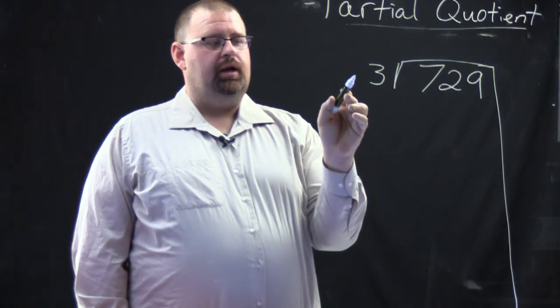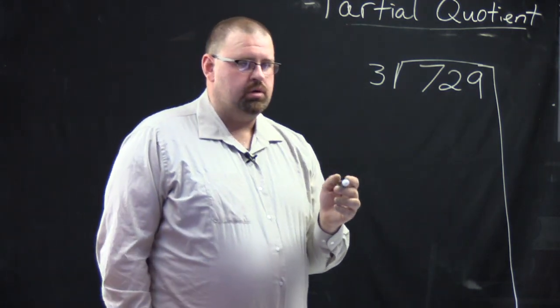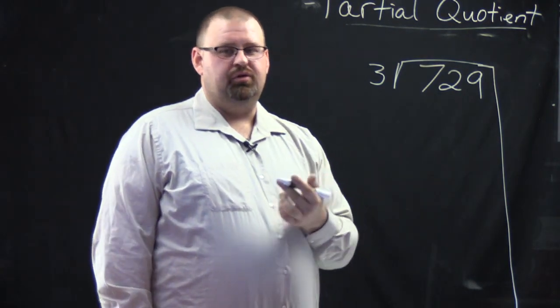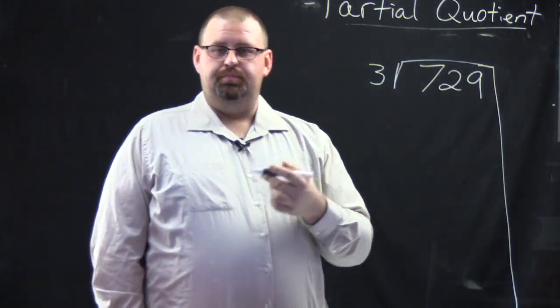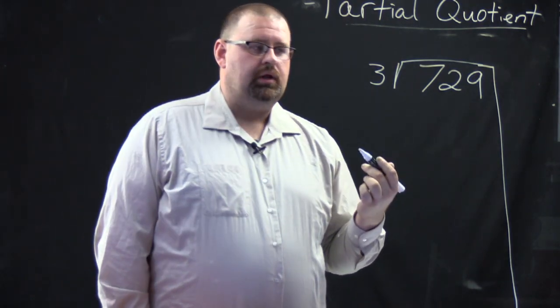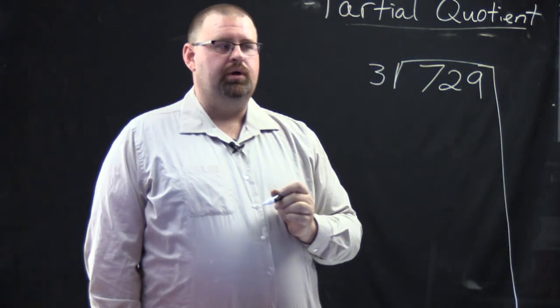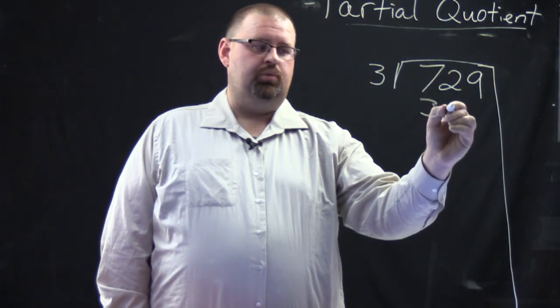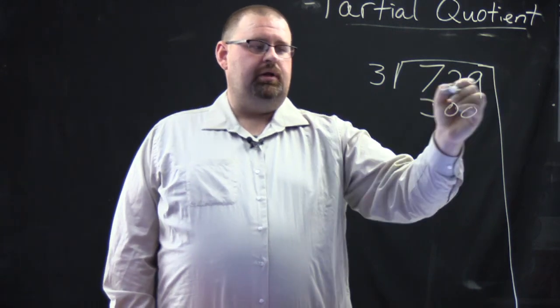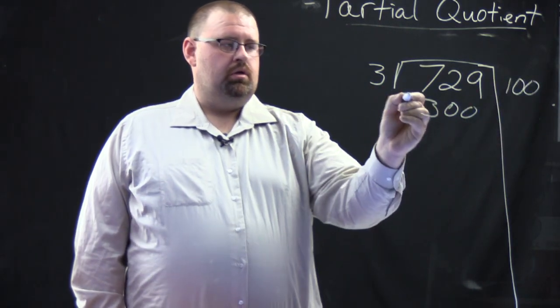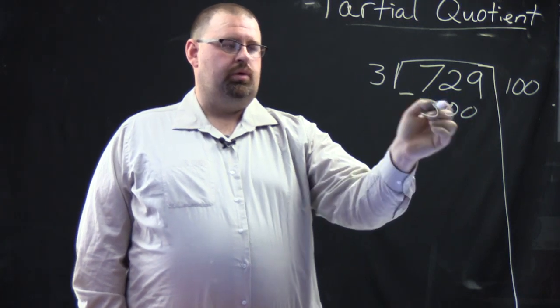All right, so we're looking at how many times 3, not how many times 3 goes into 7, but how many times can we get 3 into 729? That's a big number. I don't know that offhand myself, so we need to look at how many we know will fit. Well, we know 300 will fit. We know that 300 can go into 729 pretty quickly. So how many times does 3 go into 300? Well, that's 100. So 100 times 3 is 300.